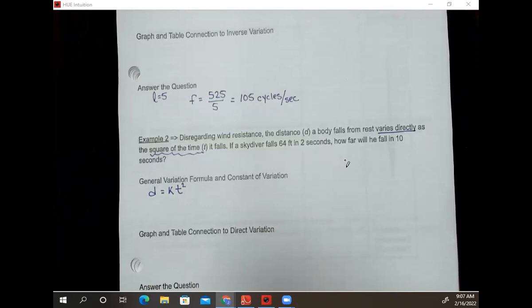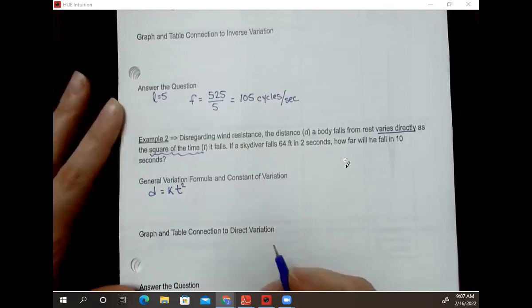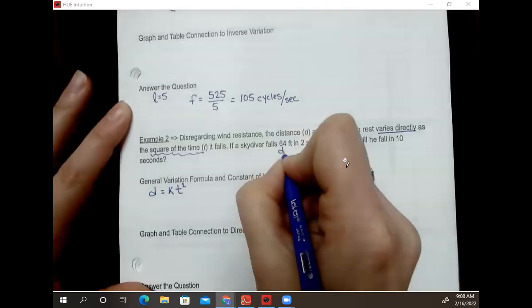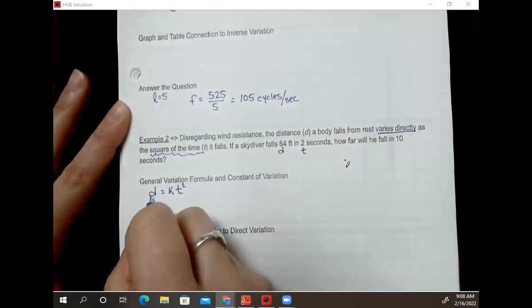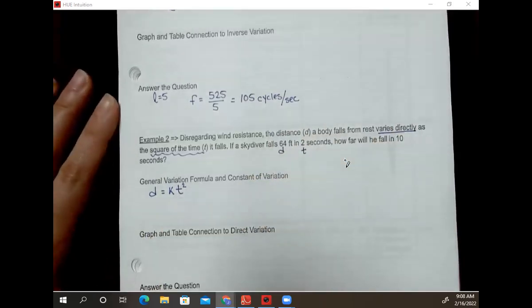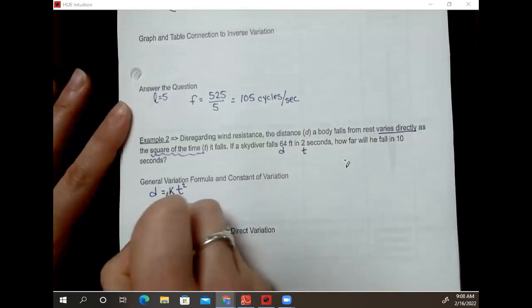Okay, so that's the general setup for what we have happening. Now, again, we get a specific piece of information. It says if a skydiver falls 64 feet in 2 seconds, so I get a d and a t that go together. So I'm going to plug these in. This is the distance, right? And this is a time. So I'm going to plug those in for their respective pieces in my little formula here.